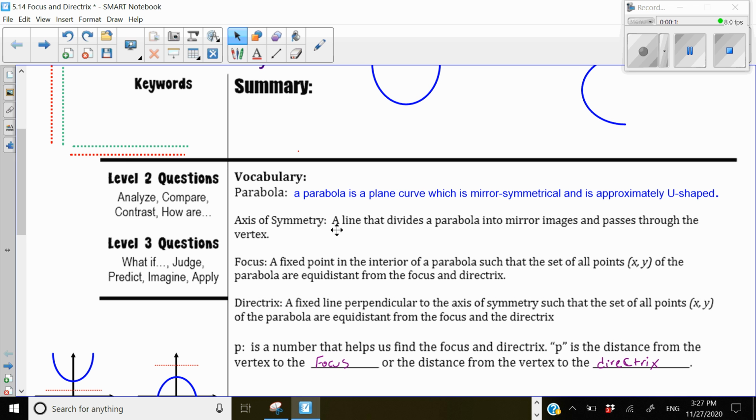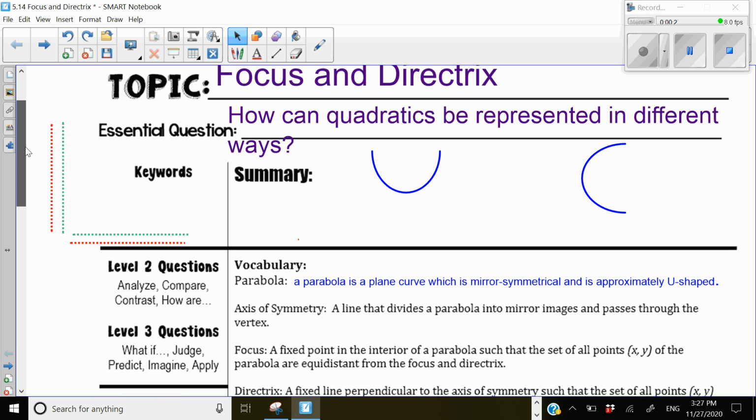A parabola is a plane curve which is mirror symmetrical and is approximately U-shaped. So similar to what you see here, it's a U-shaped curve and it's mirror symmetrical. Like for this one, the right and the left side are mirror of each other. And for this one, the top and the bottom side are mirror of each other.